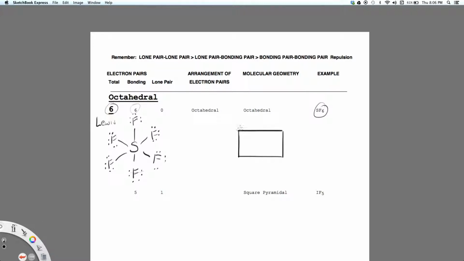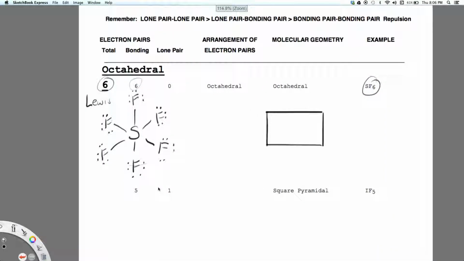I pre-drew a little rectangle here for you, that'll kind of be our guide. And I'm going to zoom in a little bit to make it easier to draw. Okay, so I'm going to put the S in the middle. So my sulfur is going to go in the middle. And you're going to see how we're going to use this rectangle in a minute to help us. So I'm going to get rid of the corners of the rectangle. And that's where the 4 fluorines that are in the same plane are going to go.